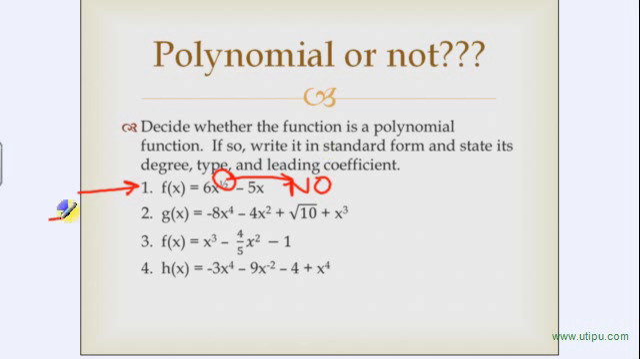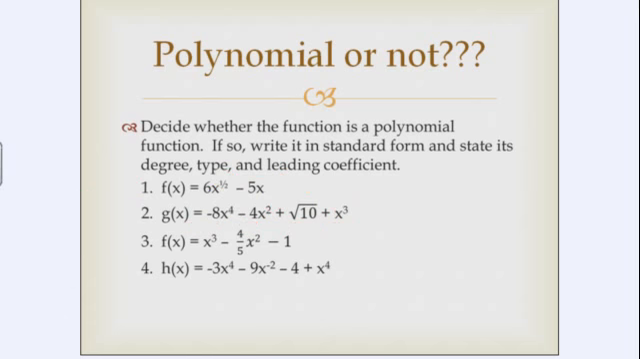Let's look at our next function, g of x. As I look through this, I see I have real numbers that are coefficients, negative 8, negative 4, 1, a constant that's a real number as well, square root of 10, and I also see exponents that are whole numbers, 4, 2, and 3. So this is a polynomial.